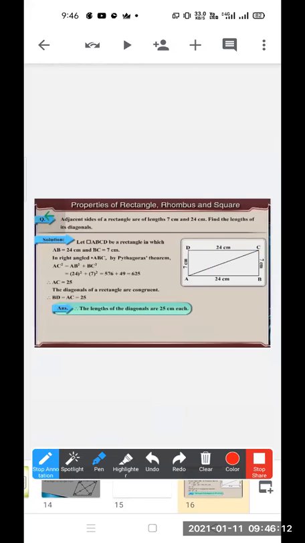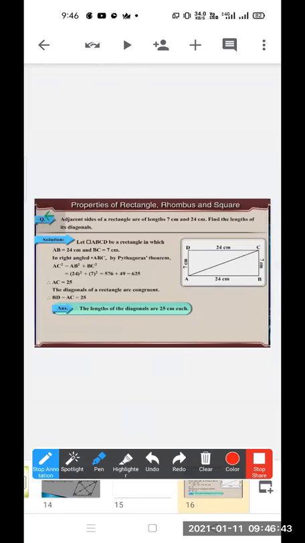So 24 square is how much? We know that we have to multiply the number by itself. So 24 square is 576, and 7 square is 49. If we add both the numbers, we get 625. The square root of 625 is a perfect number, it is 25. So 25 square is 625. So AC we have got 25.